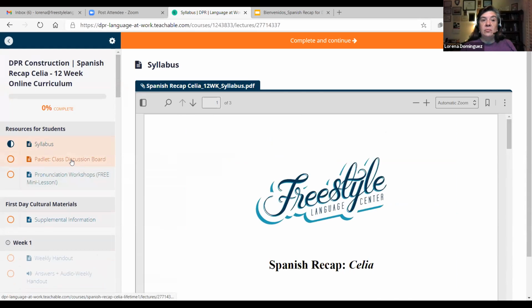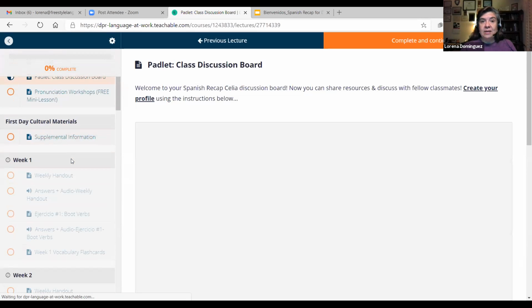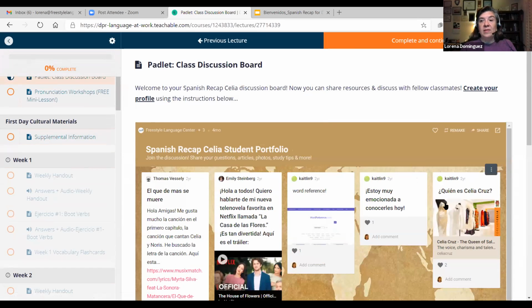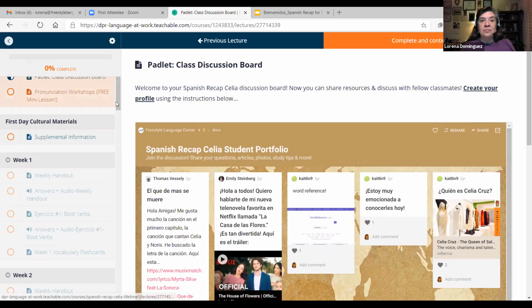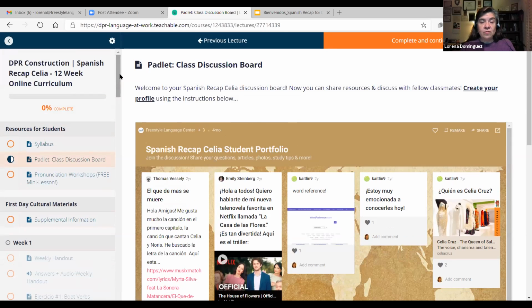También aquí en Teachable puedes irte a Padlet. Y Padlet es donde tú puedes, y quiero, por favor, que pongas una foto tuya y escribas una presentación tuya. Here in Padlet, I'm going to ask you to please load up a picture of yourself and give an introduction of who you are. Yes.